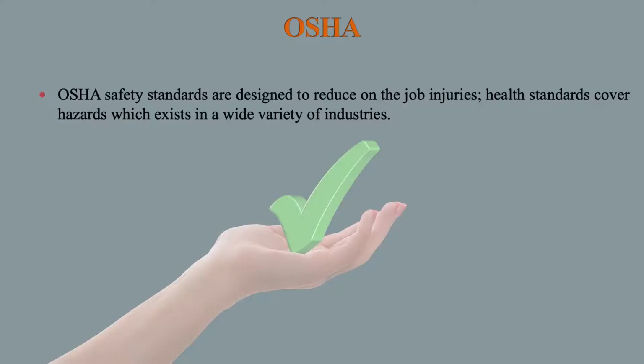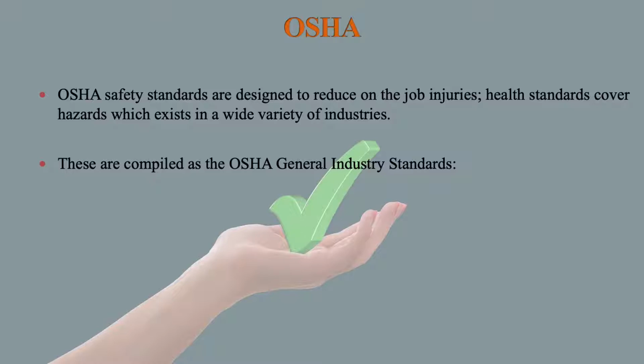So the safety programs by the government are also available, so that can also be implemented in the industries to maintain the safety. OSHA safety standards are designed to reduce on-the-job injuries. Health standards cover hazards which exist in a wide variety of industries.